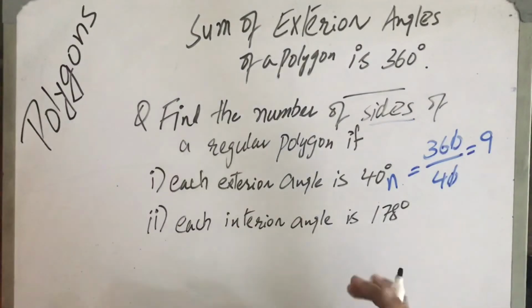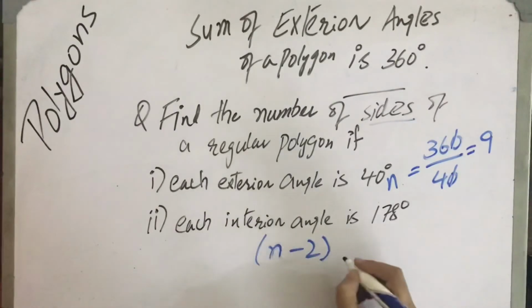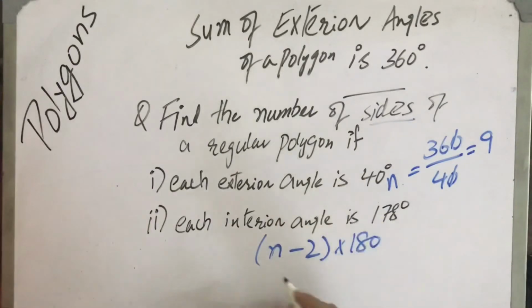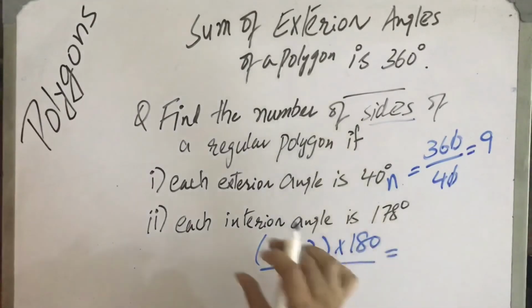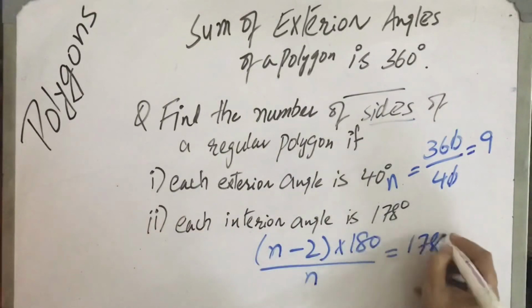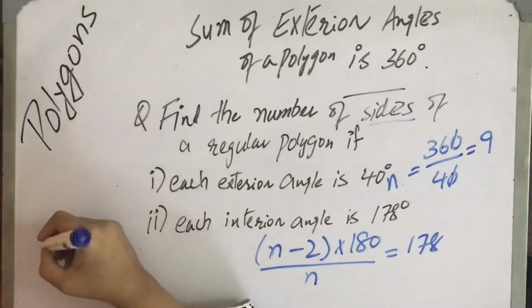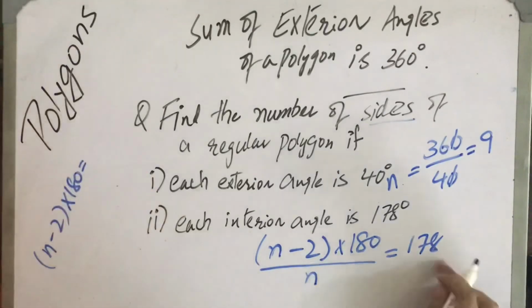And now when we are given each interior angle and we have to find the sides of that polygon, we will take the formula. We shall first take the sum of interior angles, which is n minus 2 into 180, of that regular polygon. We shall divide the sum of the interior angles by the number of sides or number of angles, and when each angle is 178, this whole will be equal to 178. We shall cross multiply and get the answer. We shall have n minus 2 into 180 equals 178 into n.